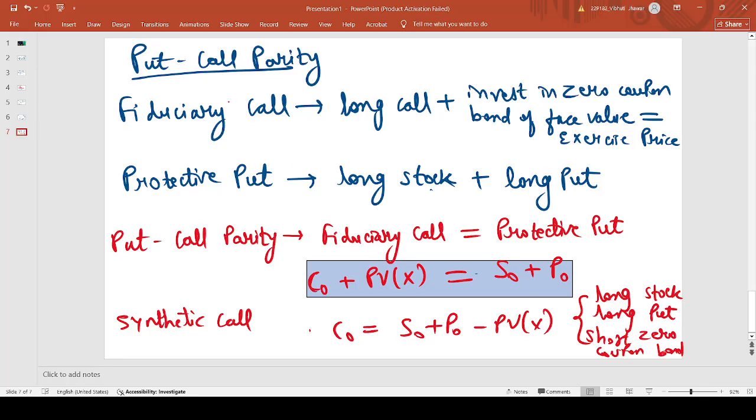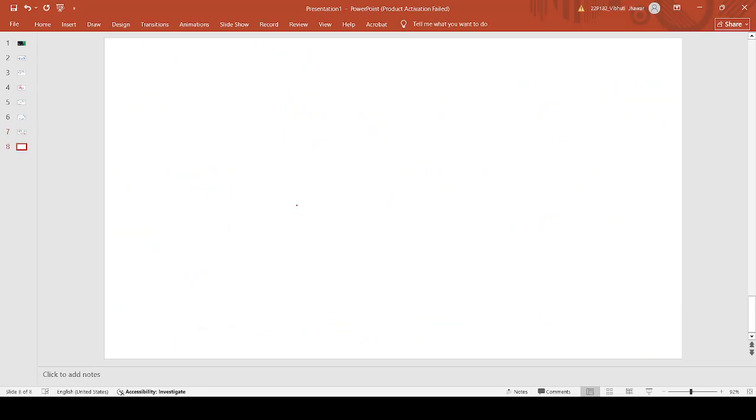So this is put call parity. We just need to remember what a fiduciary call is, what a protective put is, and that put call parity states that fiduciary call is equal to protective put. Moving on to the two-period binomial model.